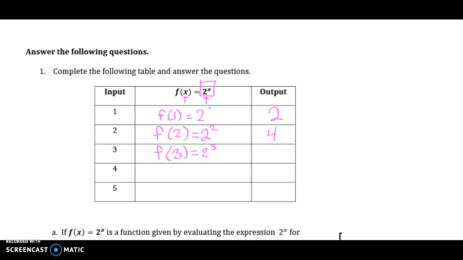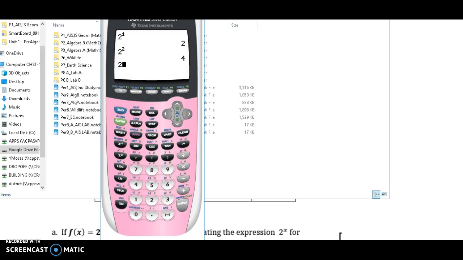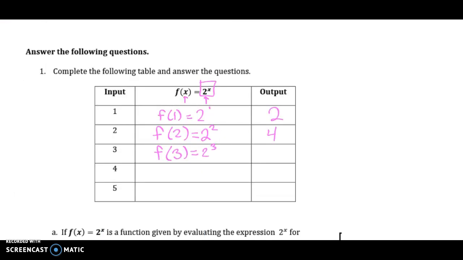Now it's 2 cubed. Gives me an 8. And 2 to the 4th is going to end up being 16 if we evaluate it. And 2 to the 5th will be 32.